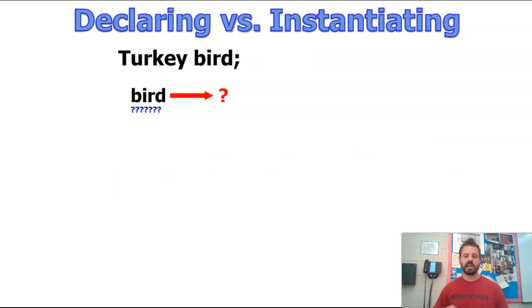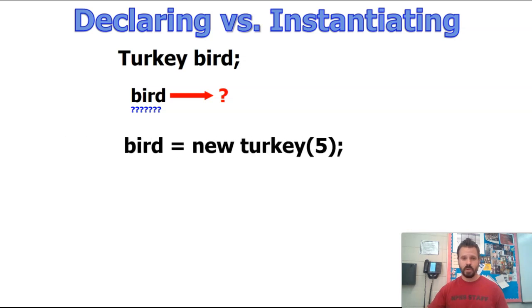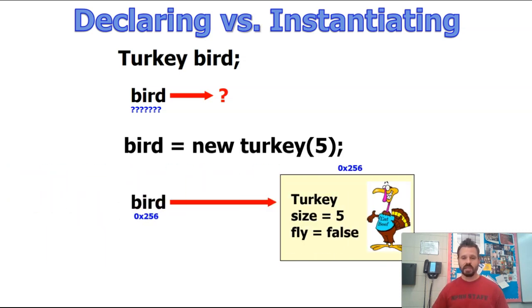So again, when we just declare an object without instantiating, such as doing the line turkey bird, we end up with a reference variable bird that references a turkey object but isn't actually pointing to an actual object. When we follow that up with a line of code, bird equals new turkey 5, that's going to actually create the object. That's going to then store the address where that object is located in Java in the reference variable bird. So now my bird reference actually points to an object.